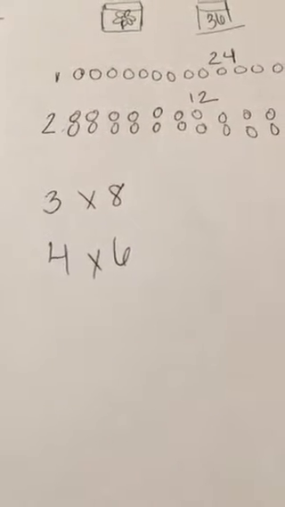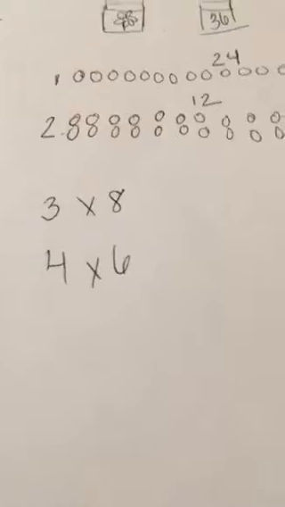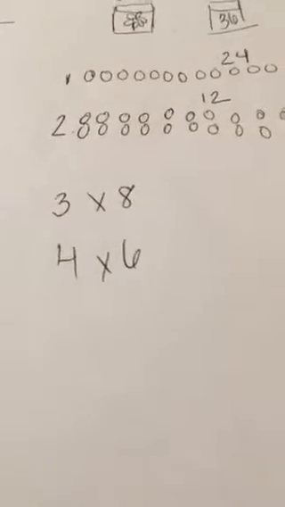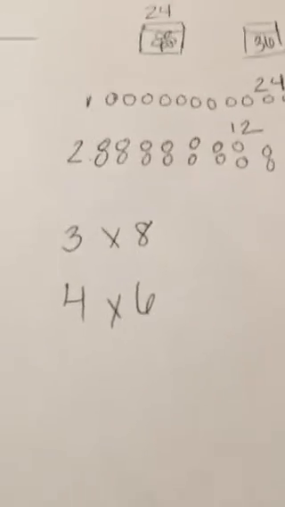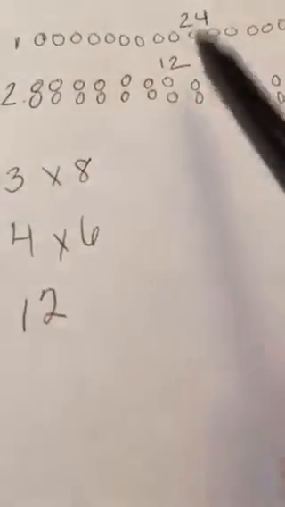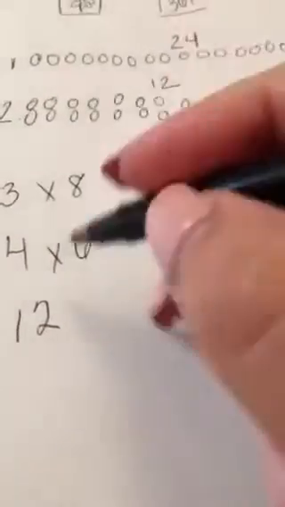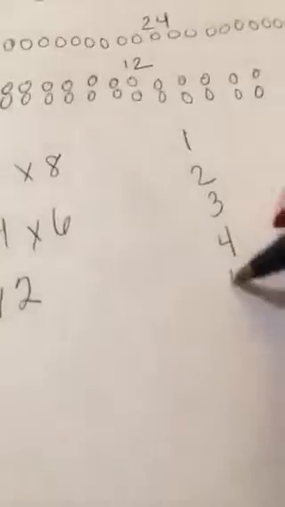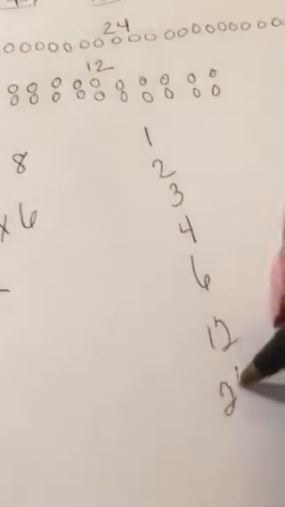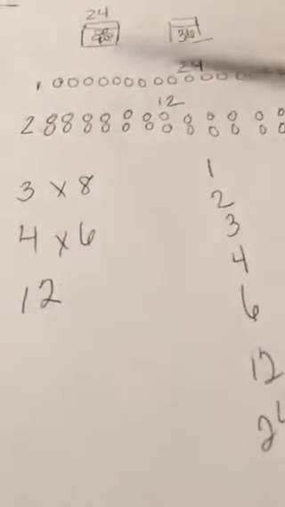5 times nothing equals 24. 6 times 4 equals 24. 7 times nothing. 8 times 3, 9. Nothing times 9, nothing times 10, nothing times 11. But I also know that 12, because 12 is here, times 2 equals 24. So I know that the numbers 1, 2, 3, 4, 6, 12, and 24 all make the number 24. And I can put them in rows and columns like this.